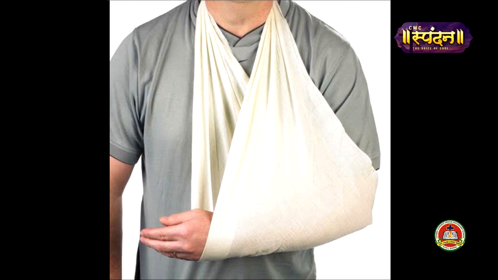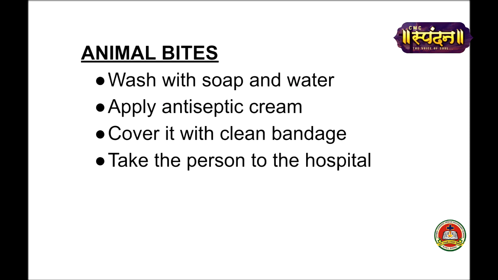Now the next common accident is animal bites. Many times your pets like cats and dogs bite you, right? And this can be dangerous. So what first aid is to be given in this case? The first is that you wash the wound with soap and water, then apply antiseptic cream and cover it with a clean bandage, and then take the person to the hospital.